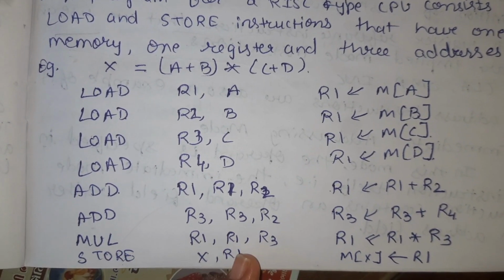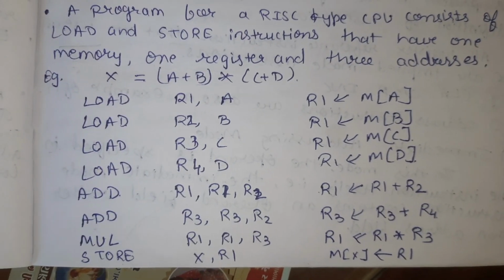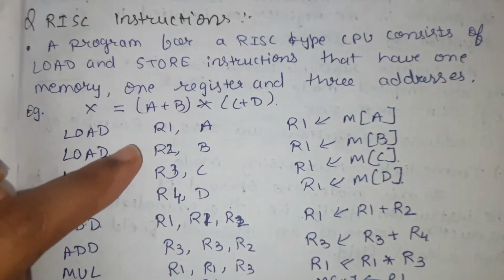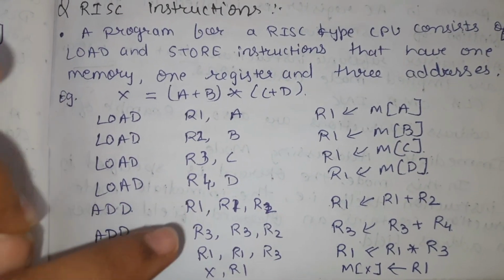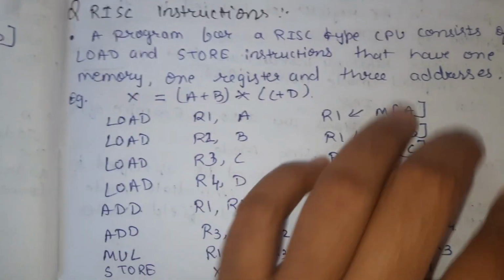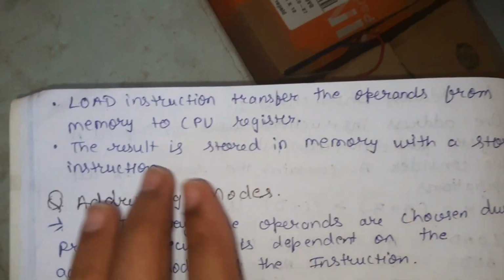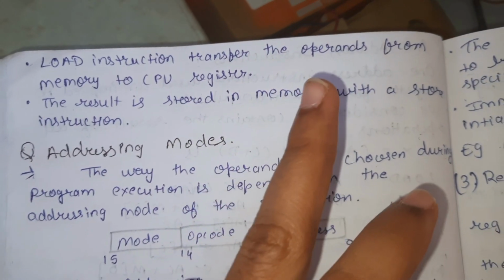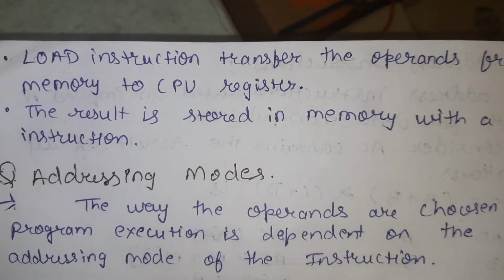After that we store the result of R1 into the memory address of X. So like that, we need to first load all the operands. After that we perform the operations one by one and store the result into another variable. So in RISC, the load instruction transfers the operands from the memory to the CPU. The result is stored in the memory with the store instruction.